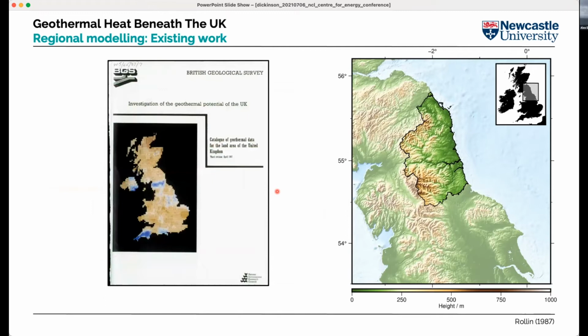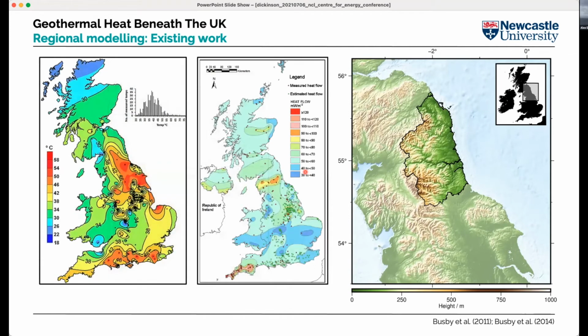And in fact, this had already been reviewed in the 1980s by the British Geological Survey. And throughout the 80s, there was quite a lot of interest in geothermal energy due to problems with North Sea oil supply. And so there was this effort by the BGS to try and catalogue all known data to do with geothermal heat throughout the UK.